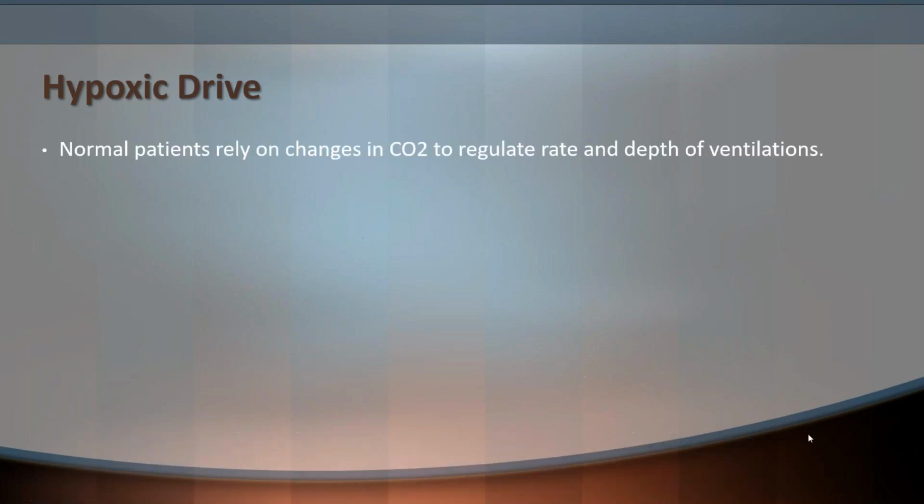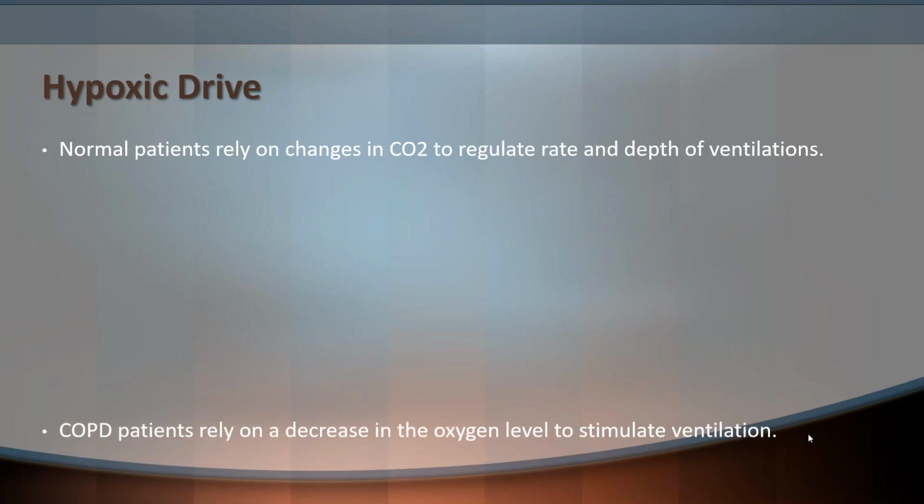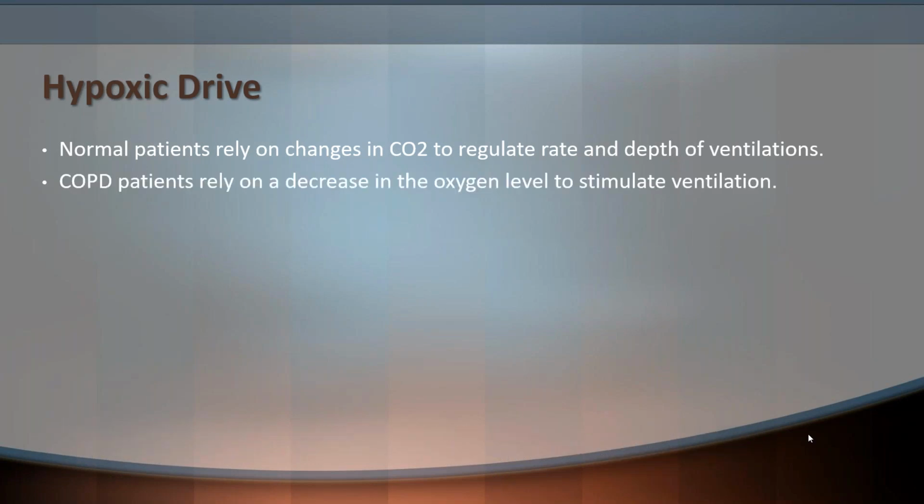So this is where those chemoreceptors are located for that patient. Now, diving deeper into the hypoxic drive for our COPD patients. Again, normal patients rely on changes in CO2 to regulate the rate and depth of ventilations. Well, patients with COPD have a continuous buildup of carbon dioxide inside their system. As a result, that central chemoreceptor area begins to shut down, and now they switch over to their peripheral chemoreceptors. As a result, our patients start breathing based upon the oxygen content in their system, which regulates our ventilatory rate and also the volume of air that we take in.